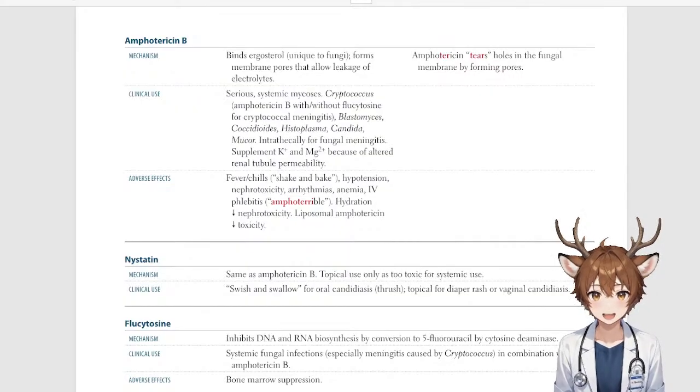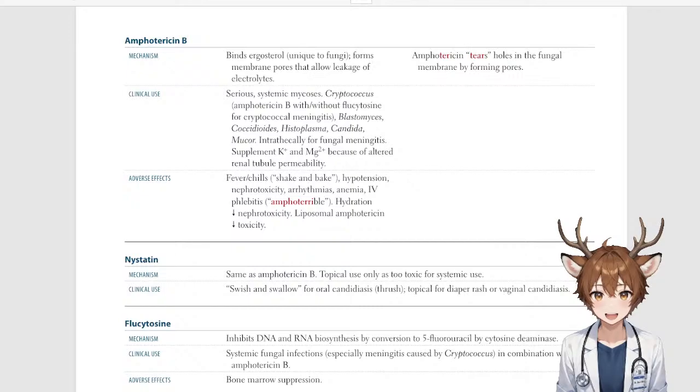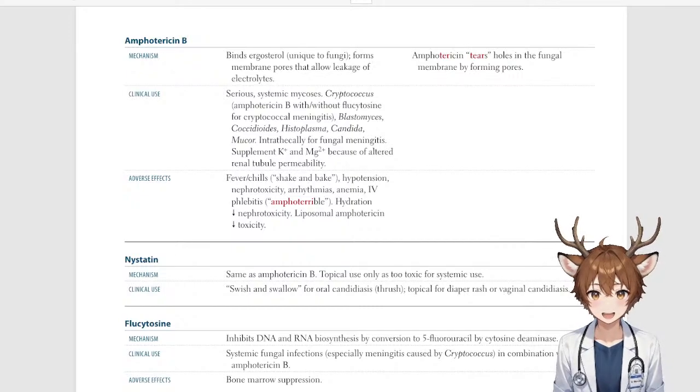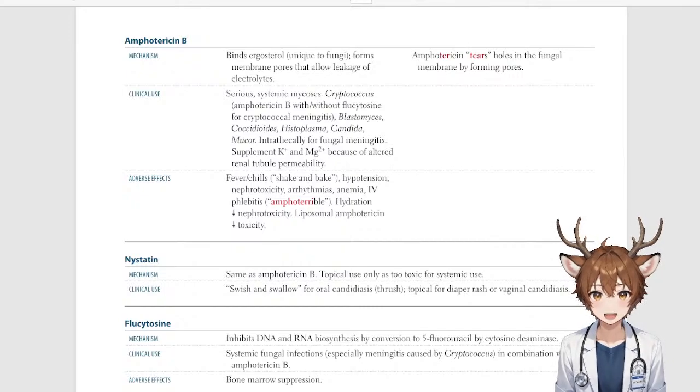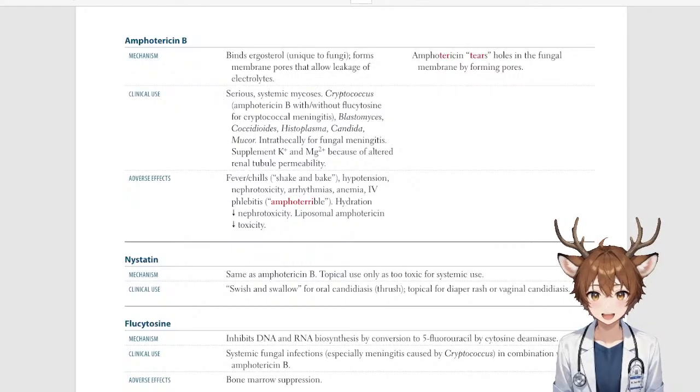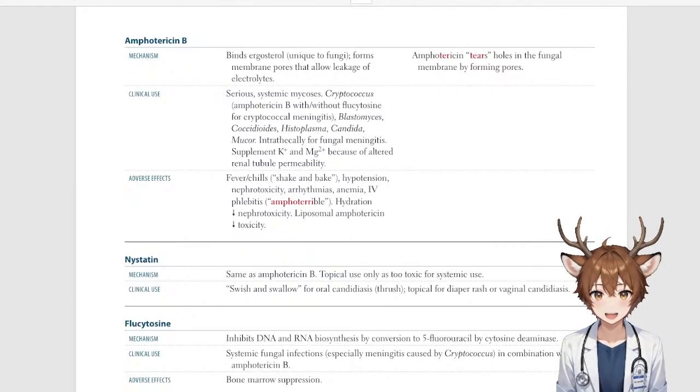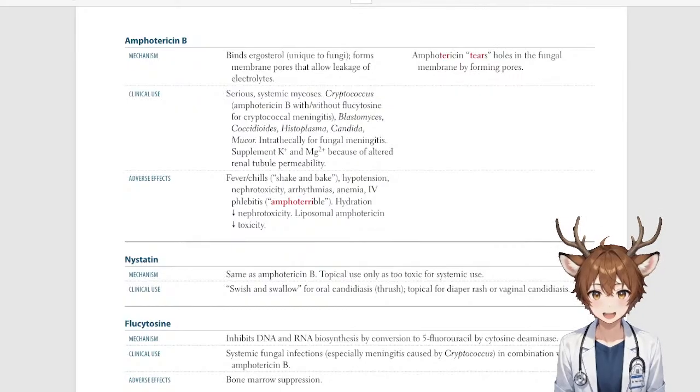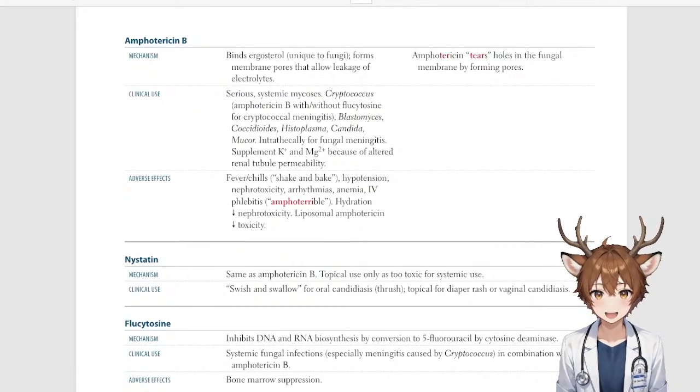Antifungal therapy. Let's talk about amphotericin B, the mechanism. We have mechanism, then clinical use, and then adverse effects. So, mechanism of amphotericin B: it binds ergosterol, unique to fungi, which is why it's very specific, I guess you could say. It binds ergosterol and forms membrane pores that allow leakage of electrolytes.